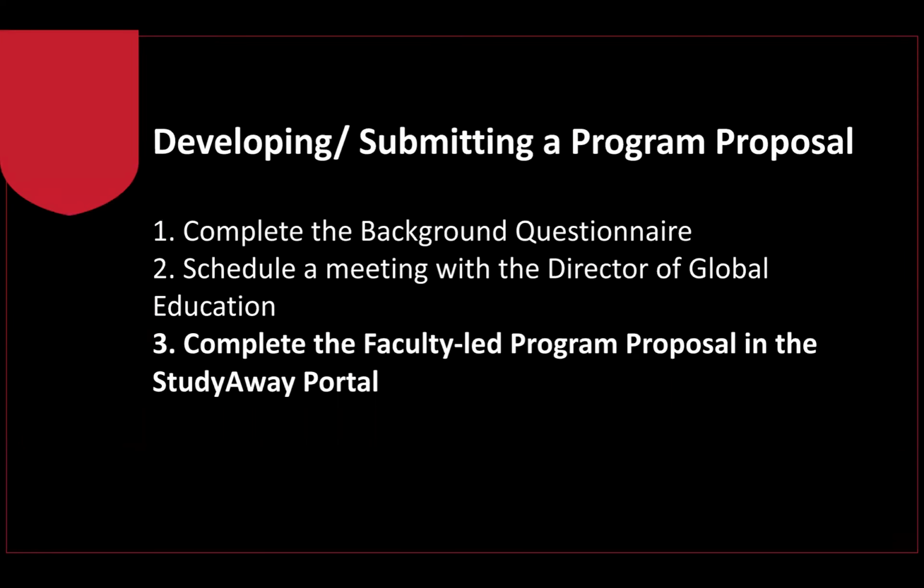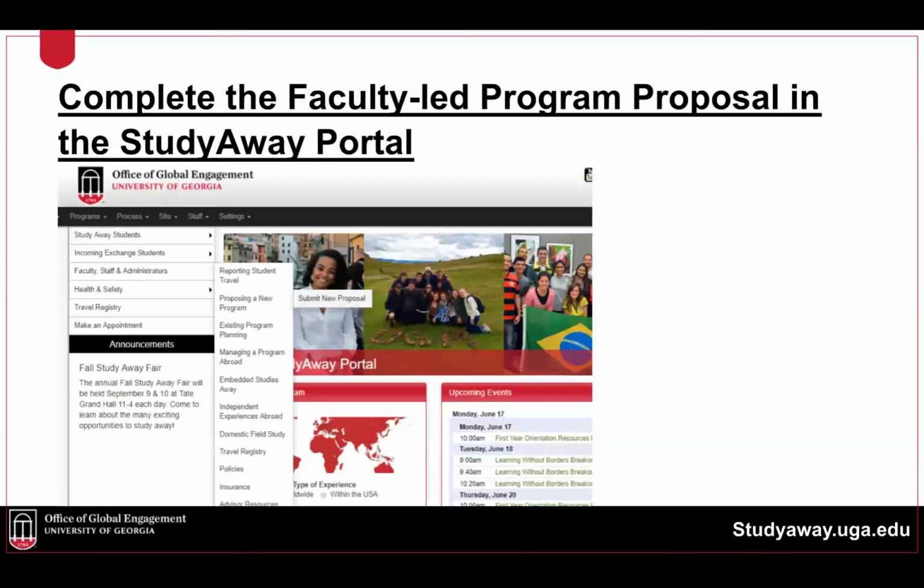And so that next step is completing the faculty-led program proposal in the StudyAway portal. So the way to access this template is by going to the StudyAway website, studyaway.uga.edu, clicking on the Faculty, Staff, and Administrators tab on the left-hand side, hovering over Proposing a New Program, and then going to Submitting a New Proposal.